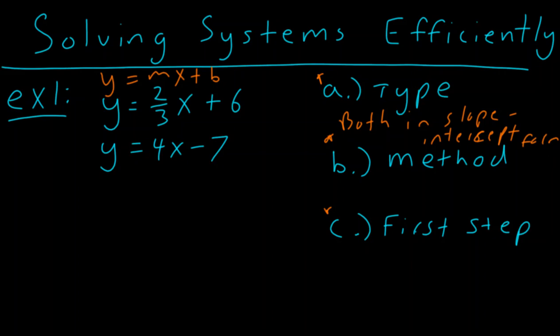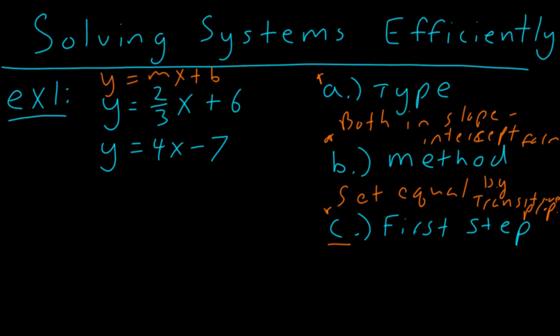What's our method? The method is we want to set equal, and I'm only going to write this once, set equal by the transitive property. I'll just abbreviate that prop. Set equal by the transitive property. And so what's our first step?